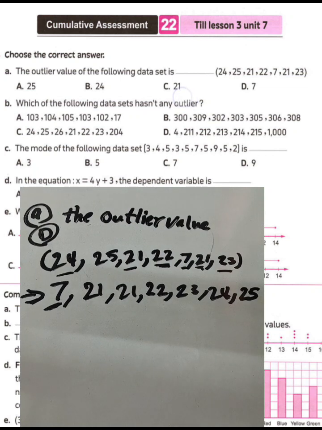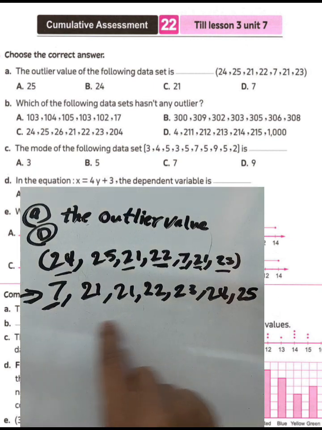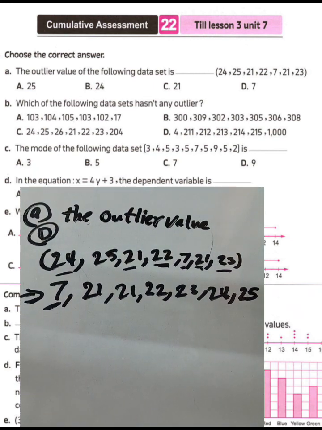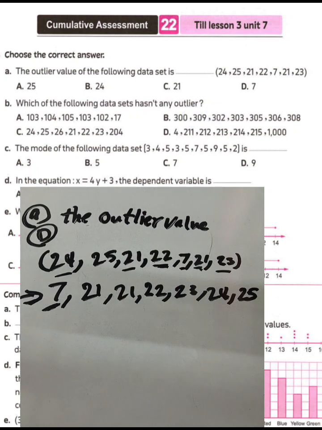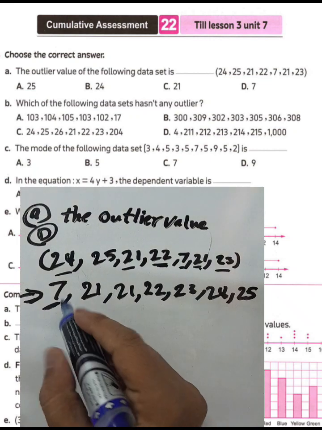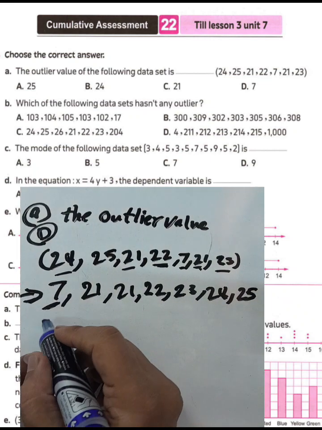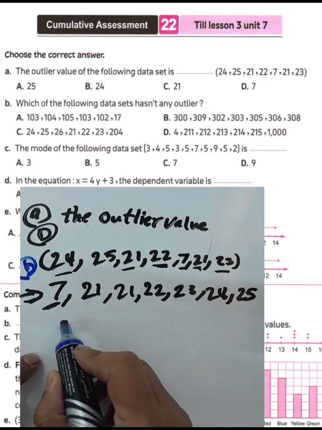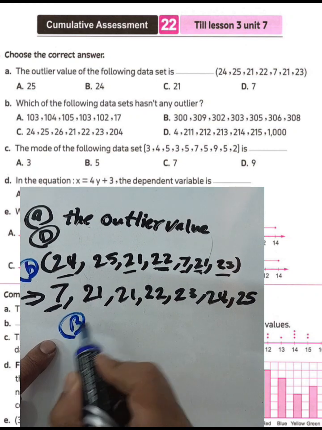Okay, what about the meaning of outlier? Outlier, its meaning, the number lies outside. 7 lies outside of the numbers here. And letter B, 300, 309, 302, 303, 305, 306, 308. We haven't any outlier here. We haven't any numbers outside. Then you must choose letter B.